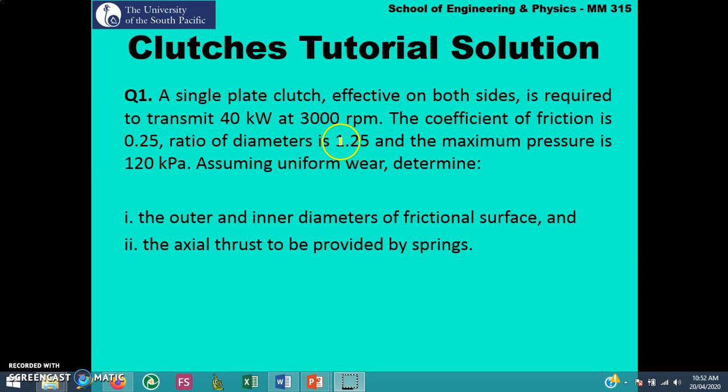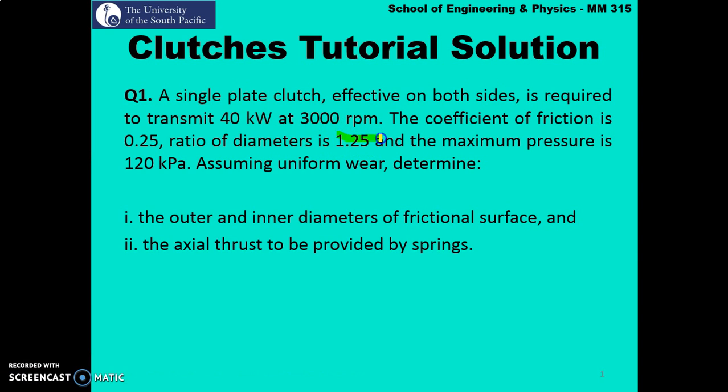Ratio of diameters, this is basically talking about your outer diameter divided by inner diameter. That's your diameter ratio, which is given as 1.25. Maximum pressure or lining pressure is given as 120 kilopascal. Assuming uniform wear, we have to determine the outer and inner diameters of this frictional surface, and finally to find the axial thrust that needs to be provided to the spring.